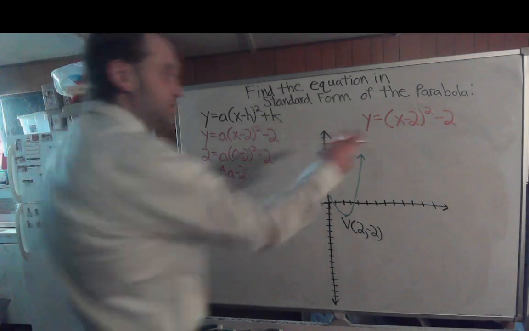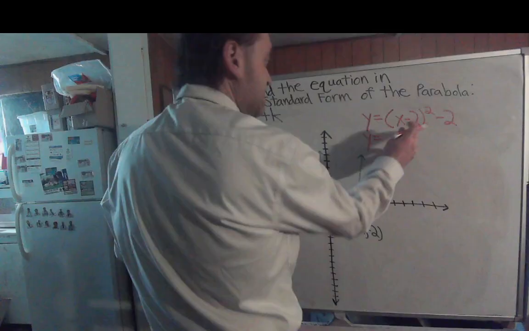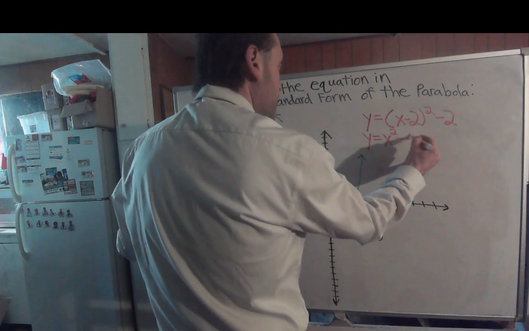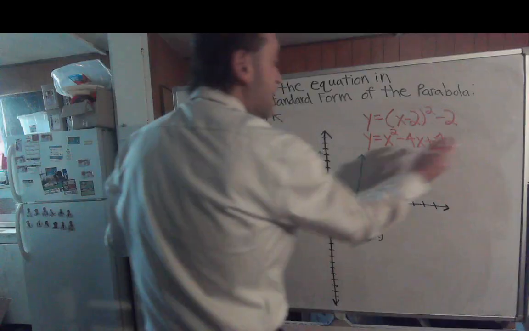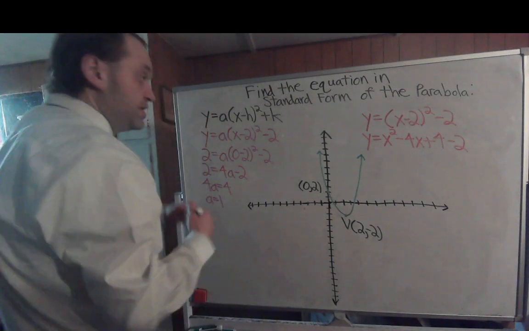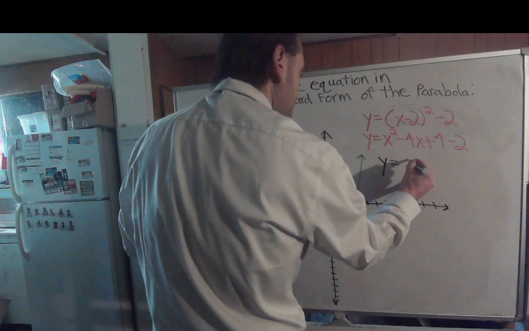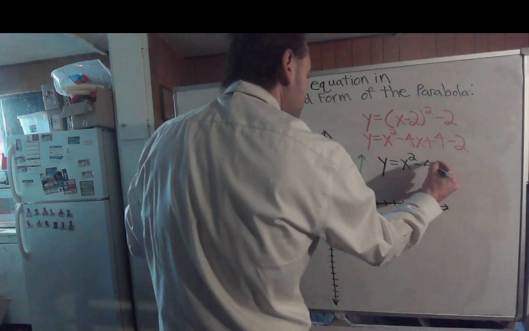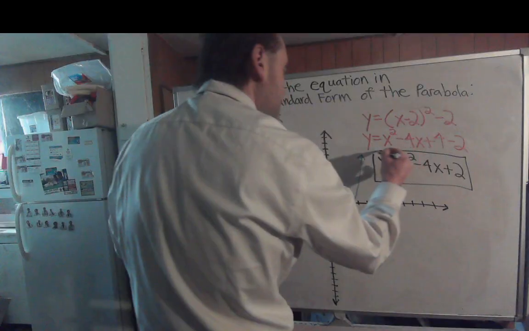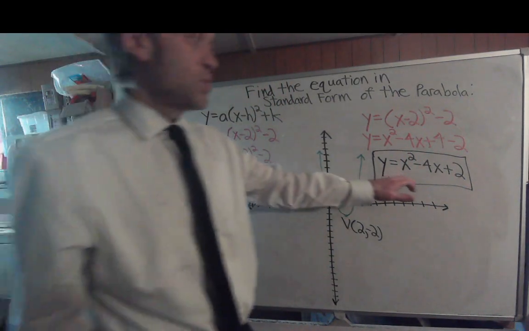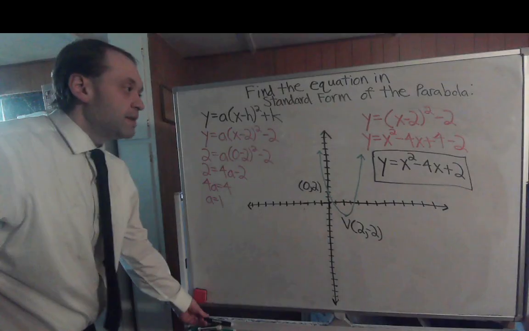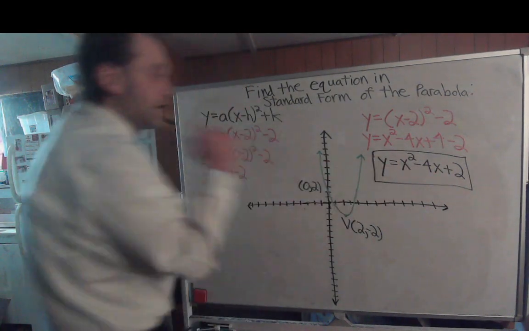Now we just want to get this in standard form. All you're going to have to do is expand this x minus 2 to the second power. That would give you x squared minus 4x plus 4, all that minus 2. And then you'll end up getting y equals x squared minus 4x plus 2. That would be your final result. It's in the form y equals ax squared plus bx plus c. You have the equation in standard form. So y would equal x squared minus 4x plus 2.